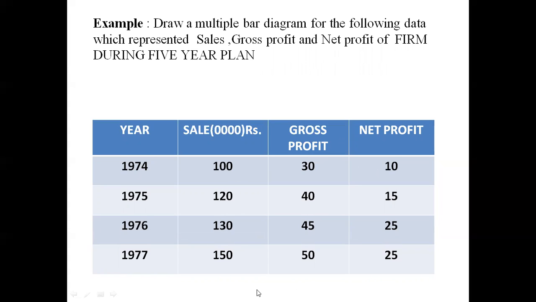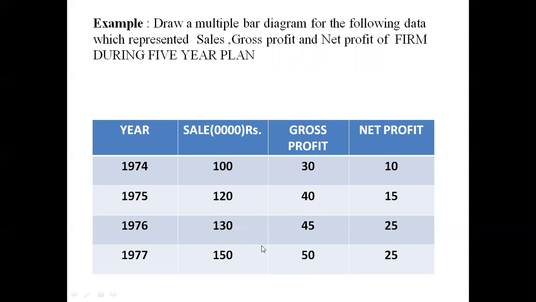So first observe the scale, how much should be taken. Minimum is 10, maximum is 150. Suppose you take 1 inch equal to 10, then to show 150 we need 15 inches of length. So the difference should be considered. The first value is 10 and the maximum is 150. There will be a very lengthy bar here and the smallest bar here.